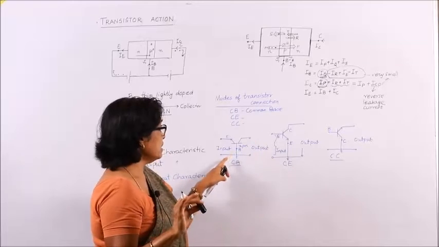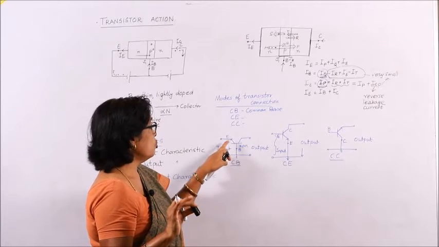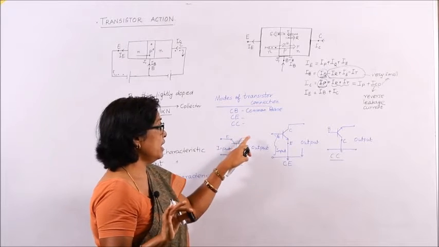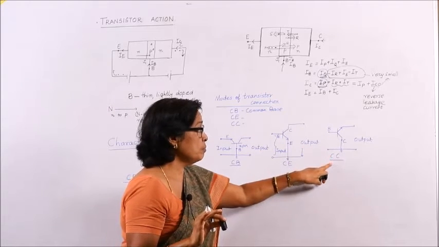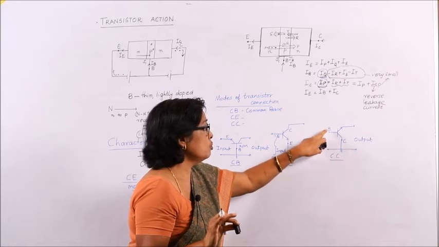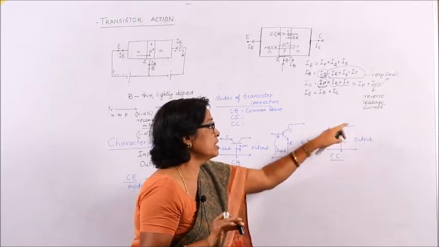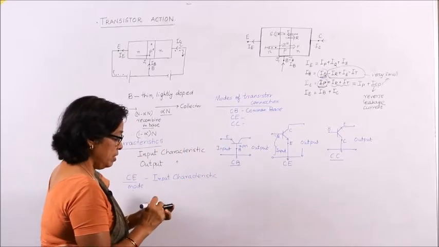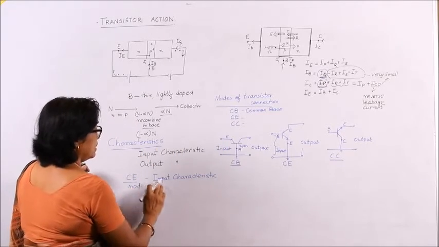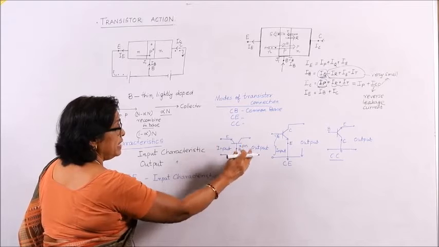In this case, base is common, so what we will measure is emitter current and collector current. Similarly, in the CC mode, collector is common, so we will measure base current and emitter current. This is my emitter. So, the input characteristic will be between base and emitter.